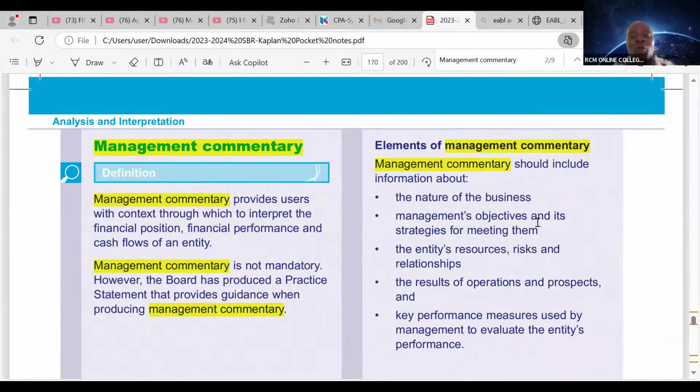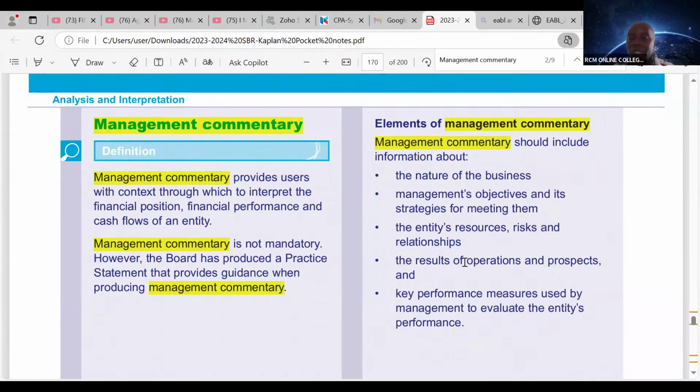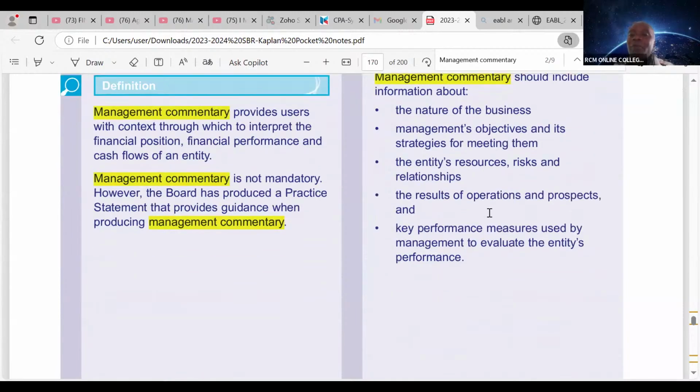Management objectives: you saw him vehemently saying that they're really hoping for the very best, and they're depending on the strategies that the board has put down to ensure that they deliver results. So management objectives and strategies for meeting them. The entity's resources, risks, you saw them talking a lot about risks here, and relationships between the various stakeholders. The results of operations and prospects, and key performance measures used by management to evaluate the entity's performance.